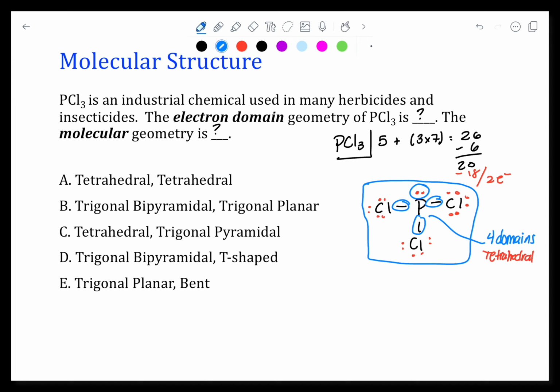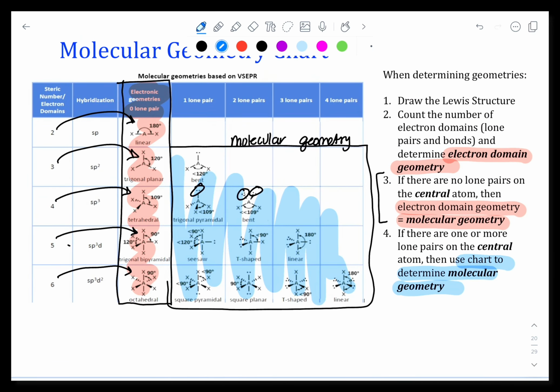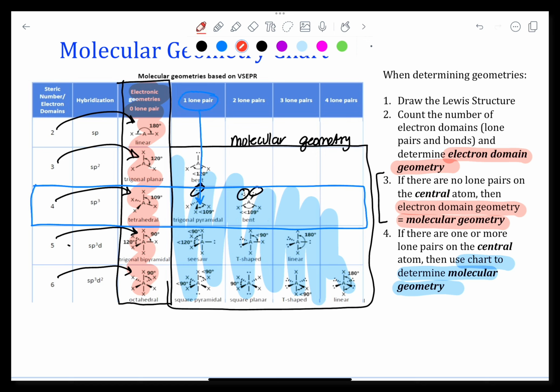For the molecular geometry, we have 3 bonds, 1 lone pair. Well, let's go to our chart. So, I have 4 electron domains, so I know I'm in this row here. Okay, so my electron domain geometry was tetrahedral. We just determined that. I now have to look at how many lone pairs I have. Well, we said we had 3 bonds and 1 lone pair, so 1 lone pair is here. That corresponds to this box here. Probably shouldn't use blue because it's a blue box. Okay, so our molecular geometry is trigonal pyramidal.